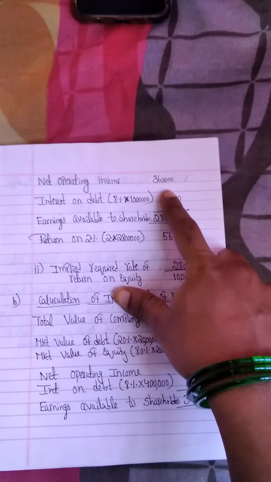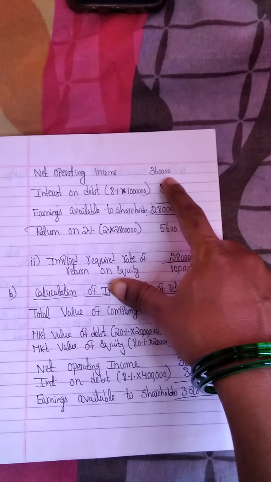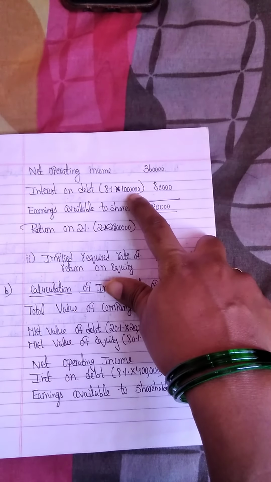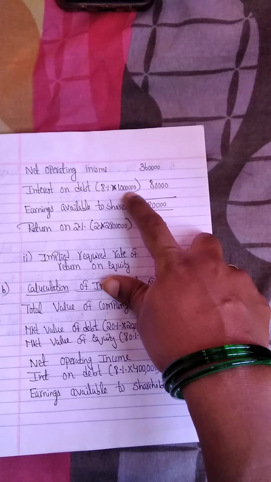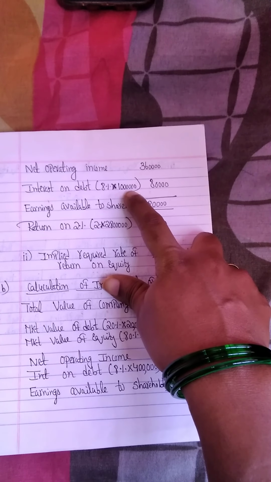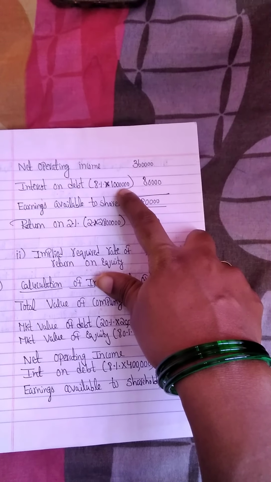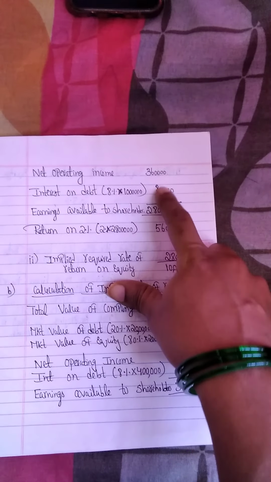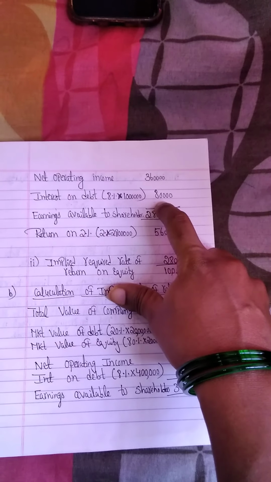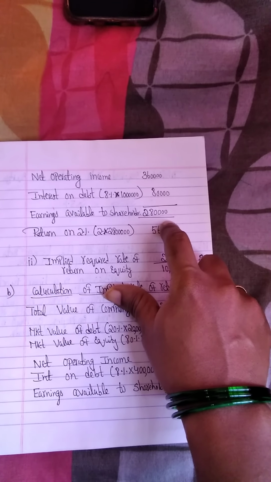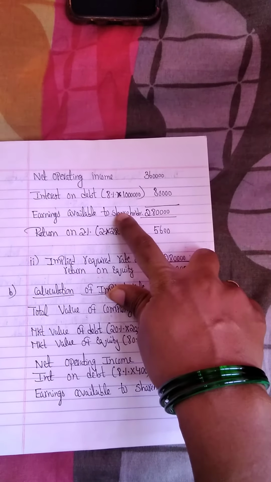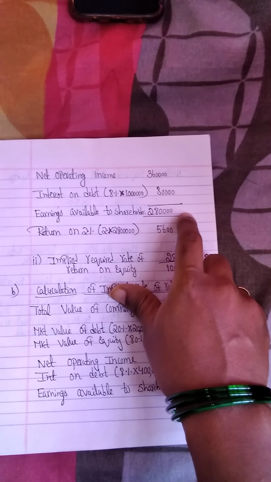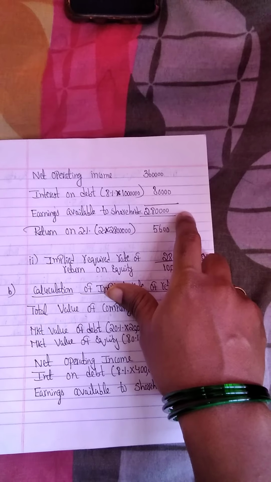Okay, so net operating income is how much they have given in the problem? 3,60,000, and they told 8% interest. So how much is the debt we have? 10 lakh rupees, 50% debt and 50% equity. So 8% on 10 lakh rupees is 80,000 rupees. So how much is available after deducting the interest, EBIT minus interest? That is available to the equity shareholders. Earnings available to the equity shareholders: 2,80,000.